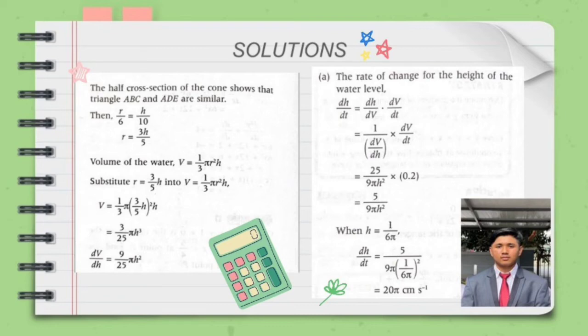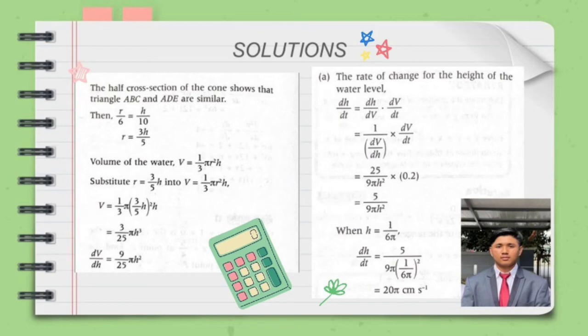So we can have the equation that the value is equal to 25 over 9 pi h power of 2, which is the value of dh over dv, times the value of dv over dt, which is 0.2, and after we solve it, we can get the value which is 5 over 9 pi h power of 2.